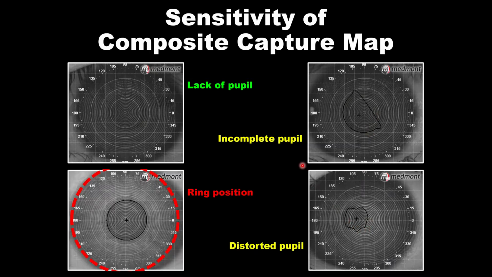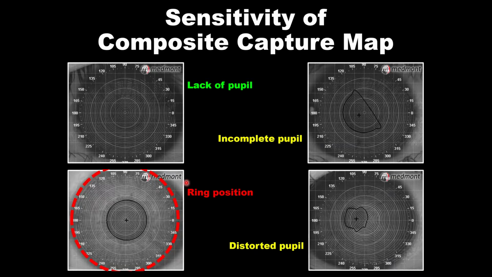And in this case, we have a distorted pupil. So the dark irises can be a struggle to get a good image, but the good news is that you can draw in the pupil so you can create the composite. And this is something you do under the annotation window and then select pupil, which allows you to define it.